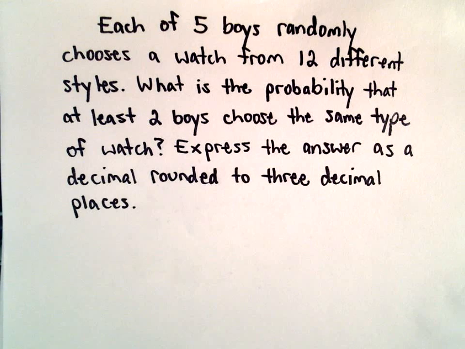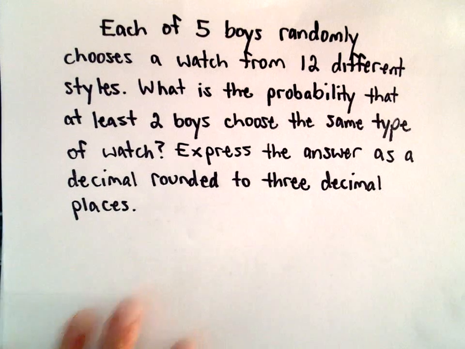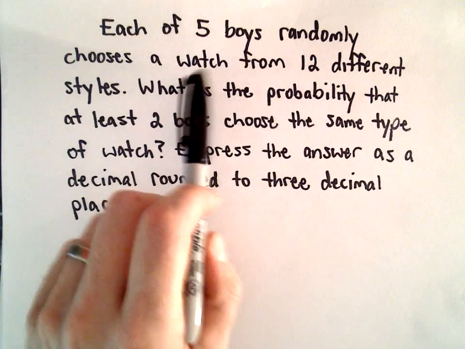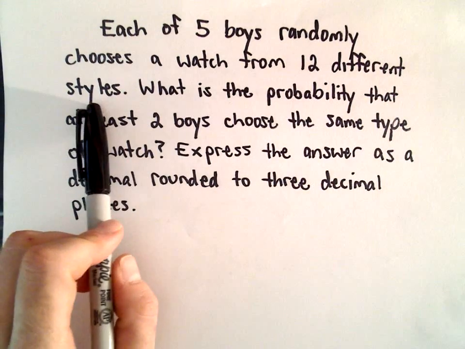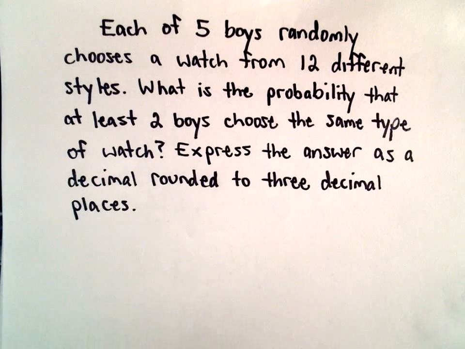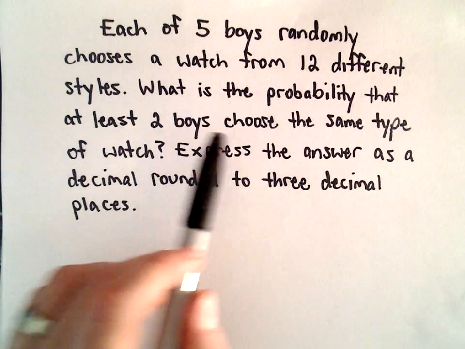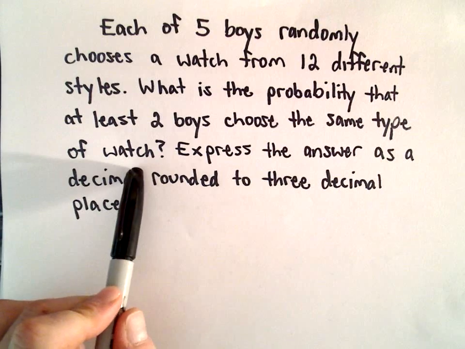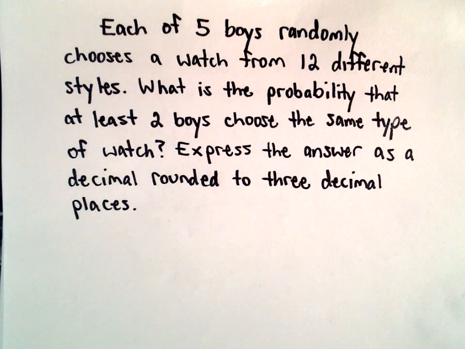Okay, in this problem we're going to use the complement of an event to help us determine the probability. And I think this is a good little problem. So, each of 5 boys randomly chooses a watch from 12 different styles. We want to know what's the probability that at least 2 boys choose the same type of watch. And we'll express the answer as a decimal rounded to 3 decimal places.